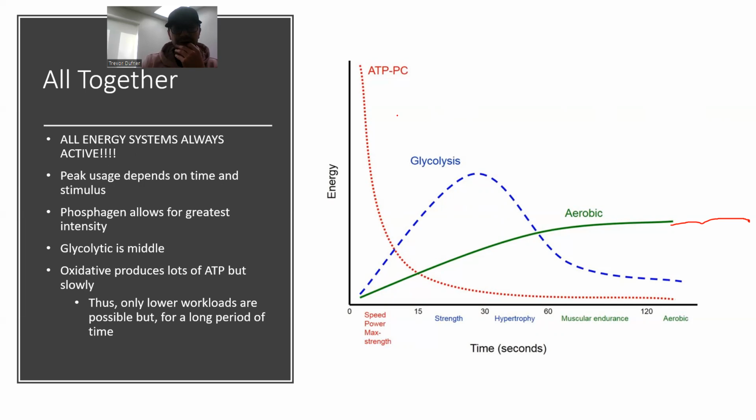So again, phosphagen: quick energy, simple, boom. And then glycolysis is kind of like burning newspaper. And then aerobic is kind of like burning a large log. It takes a long time to burn, but you get a lot of heat production from it and you get the most overall heat output. So that is going to be the end of this lecture here.